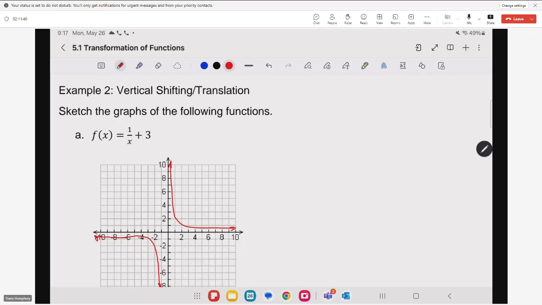Okay, so we're adding 3 units to the outside, so that means we're shifting up 3. So we're going to use this asymptote to move 3 units up. So I'm going to shift this up 3 like that. And so that's going to give us our horizontal asymptote, it's going to move from 0 up to 3, but our vertical asymptote is going to stay the same. So the graph of our function would look kind of like this.